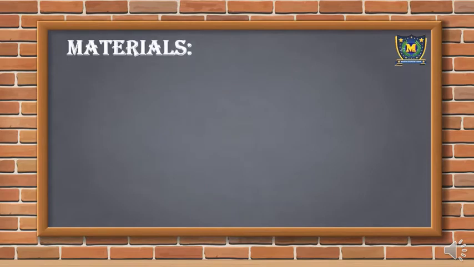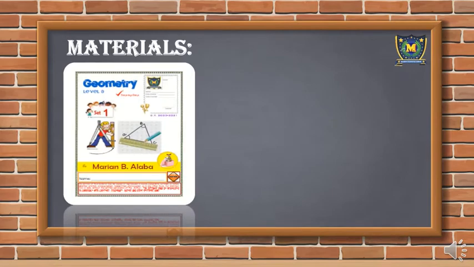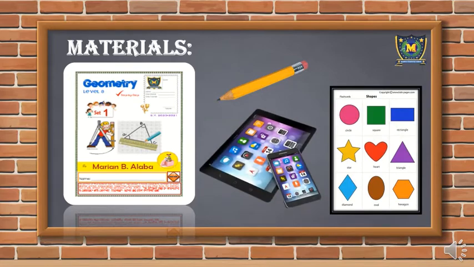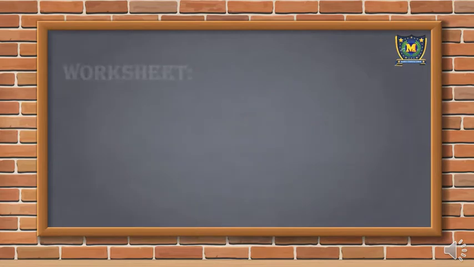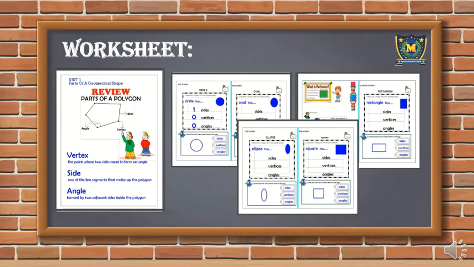Materials. These are the materials you need for this lesson. First, you need your Geometry Level 3 Set 1, and you need a pencil, then shapes, and you need either a tablet or a cell phone. Worksheet. Take note of these pages of your workbook because you are going to answer this page after this lesson.